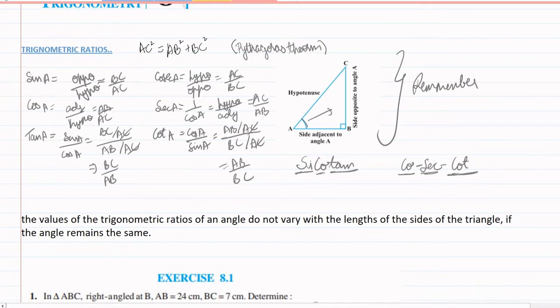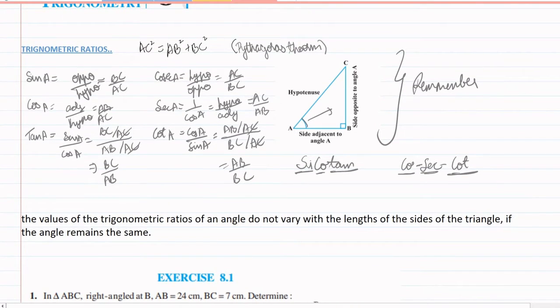And there is a point here: the values of the trigonometric ratios of an angle do not vary with the length of the sides of the triangle if the angle remains the same. Suppose for the angle A, you get the sine ratio as 1 by 2. For any side length, you get the ratio as 1 by 2 itself if the angle A is the same. The ratio will be the same. This is the meaning of this line.